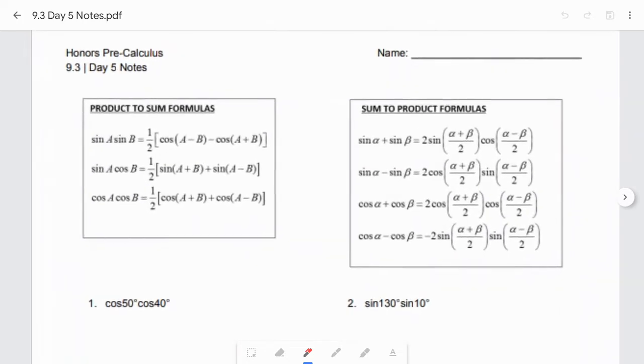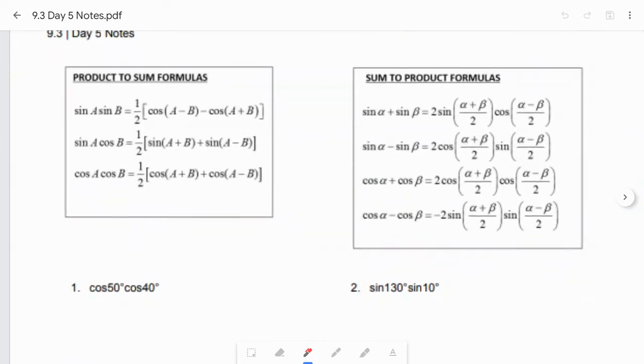Hi everyone, today we're on 9.3, day 5 notes. We're going to be using the product to sum and sum to product formulas. So before we get started, take a few moments to get familiar with these different formulas. And then also you might want to have a unit circle out and handy for what we're going to be doing today.